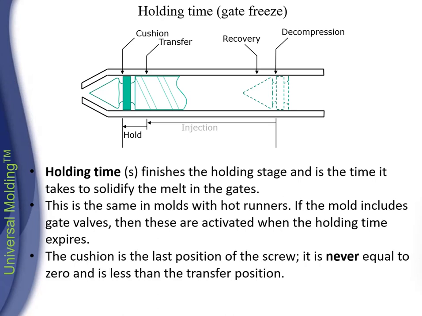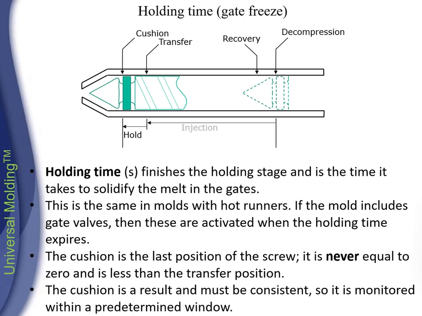The cushion is the last position of the screw. It is never equal to 0 and is less than the transfer position. The cushion is a result and must be consistent, so it is monitored within a predetermined window.